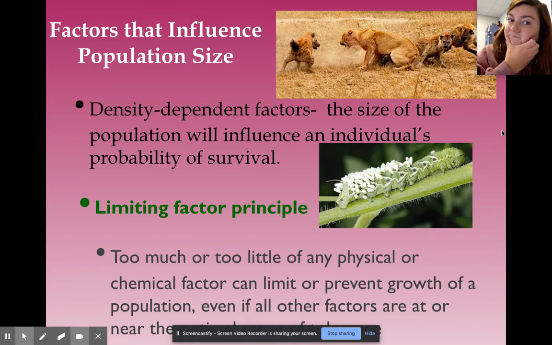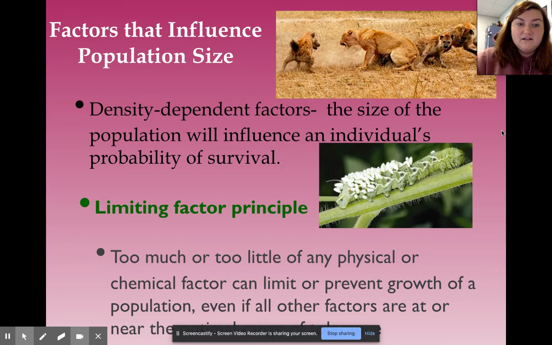So we've talked a lot about different factors that can influence a population size. You've got density-dependent and density-independent factors. Density-dependent factors mean that the factor is dependent on how dense the population is, right? The size of the population is going to influence an individual within that population's probability of survival.